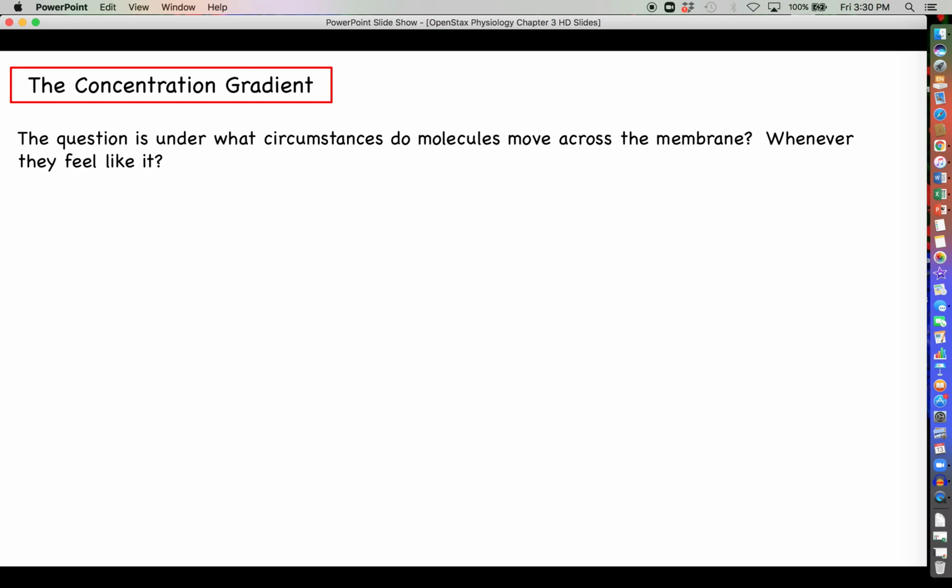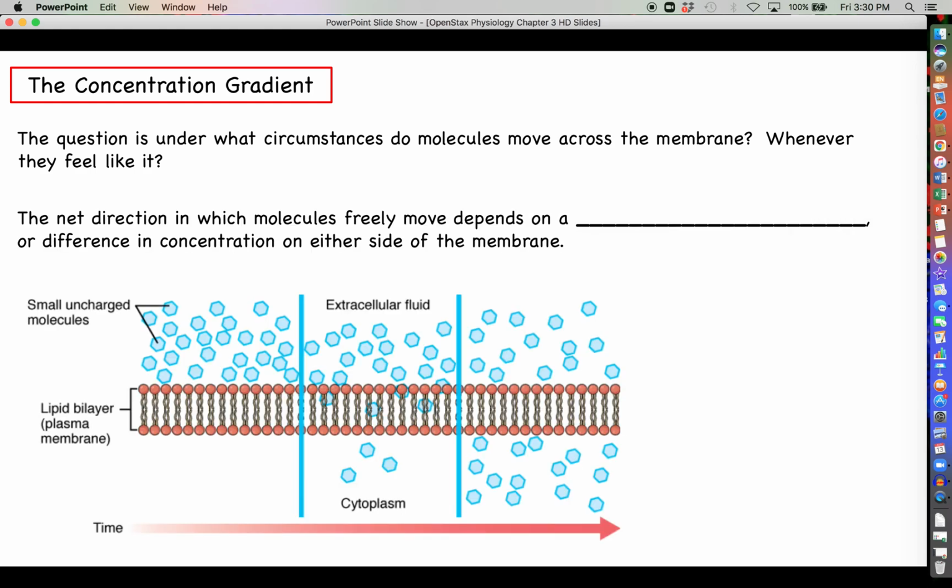Okay, and then another important question to answer when we're talking about membrane transport processes is when and how and why do molecules move across the membrane? Do they just do it whenever they feel like it? Does it just happen randomly? Well, we know how they move across the membrane, but when and why? It turns out there is a specific force that dictates in which direction molecules move and how quickly they do it. The net direction in which molecules freely move depends on something called a concentration gradient, or a difference in concentration for that particular molecule on either side of the membrane.